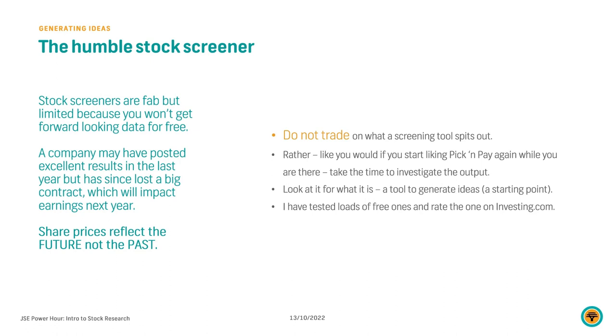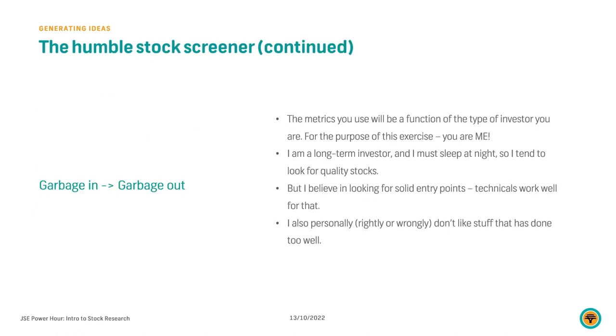But it's very important to not just trade on what a stock screen spits out. You're going to look at a universe of 250 stocks, and it's going to give you 30-odd stocks if you use the metrics that I used. But that doesn't mean that all 30 of those stocks are good. It just means that all 30 of those stocks are ideas. It's absolutely a starting point. Just like my idea to think about Pick n Pay would be a starting point because I saw it on the Mr Delivery app. It doesn't mean that it is a good stock.